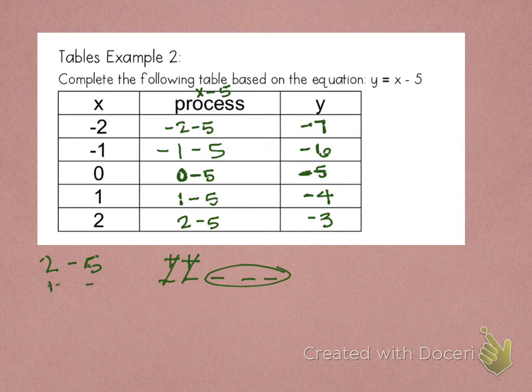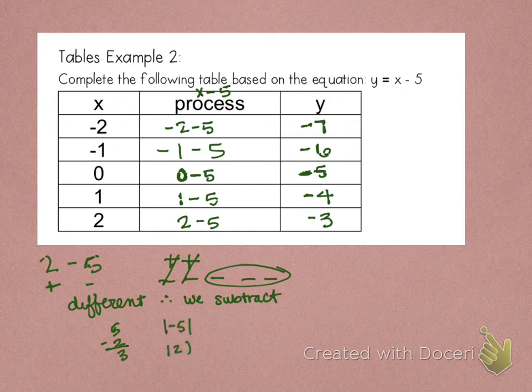This is positive and this is negative. They are different. Therefore, we subtract. Okay, so that would be a 5 minus 2, which is 3. And then absolute value of negative 5, absolute value of 2. This one wins. Therefore, it's a negative 3. Just a little recap on that.